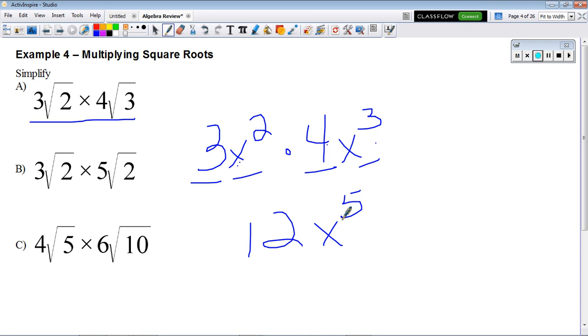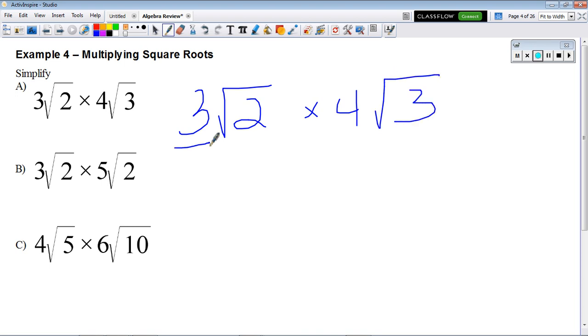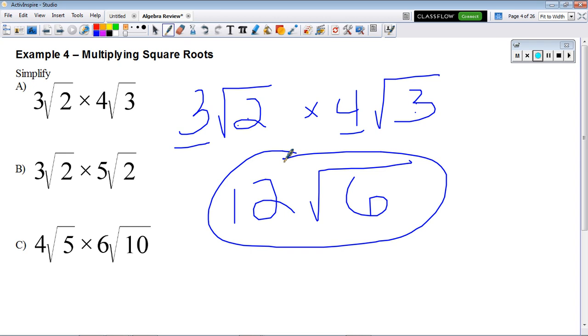So I'm going to do the same thing here that I did with variables. I'm going to do the same thing with square roots. I'm going to multiply together the parts that are the same. So here I got 3 root 2 times 4 root 3. So what I'm going to do first is multiply the numbers in front of the square roots. 3 times 4 is 12. Then I'm going to multiply the parts that are inside the square roots. 2 times 3 is 6. So when I multiply 3 root 2 times 4 root 3, the simplified version of that would be 12 root 6. So that's some different things for part A.